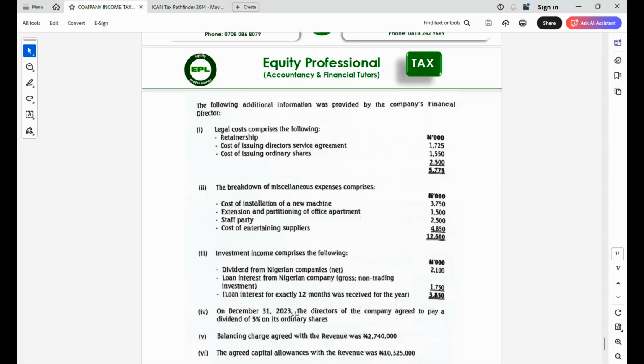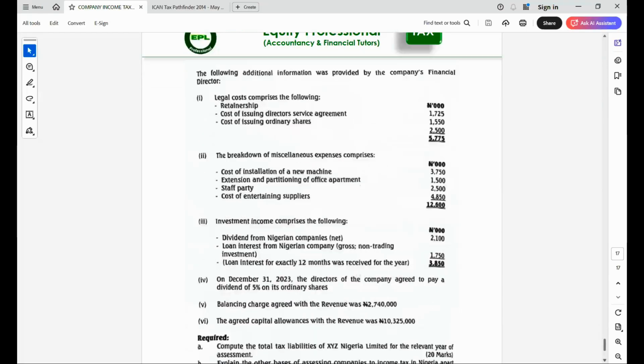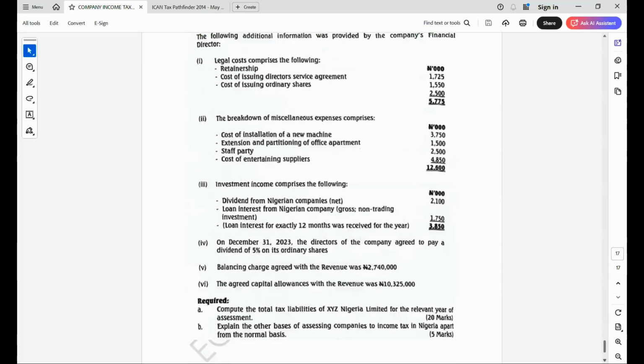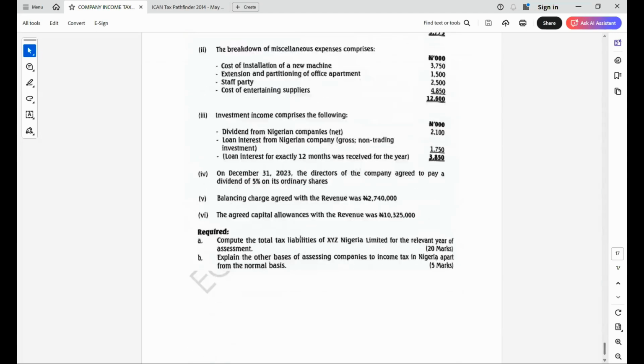On December 31, the director of the company agreed to pay a dividend of 5% on the ordinary share. Balancing charge agreed with revenue was 2740. The agreed capital allowance with the revenue was 10325. Required: A, compute the total tax liability of XYZ Nigeria Limited for the relevant year of assessment. B, explain other basis of assessing company income tax in Nigeria apart from the normal basis.